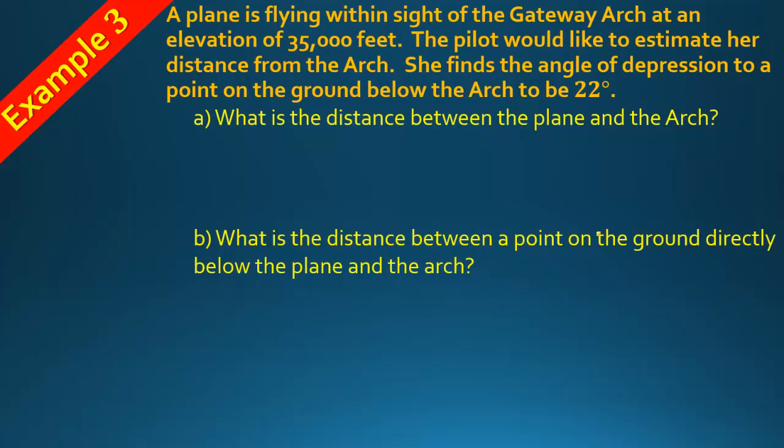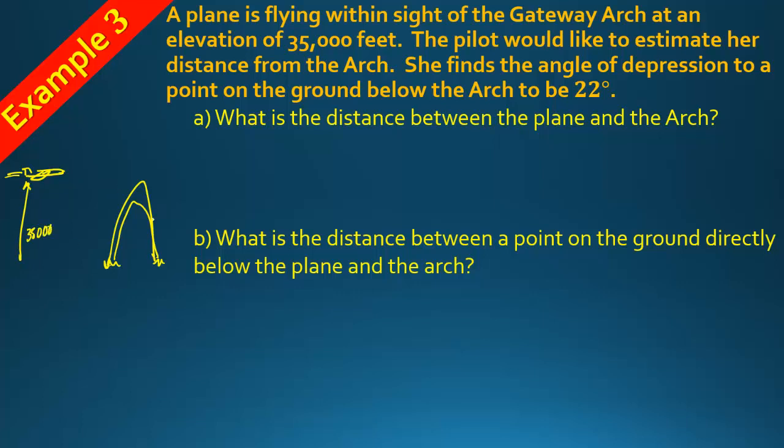Alright, so now let's look at one with an angle of depression. So we've got a plane flying, so here, got our little plane. Okay, it's flying this way. And then we've got the Gateway Arch. So I think that kind of looks like that. It's an arch, right? Okay, in St. Louis, Missouri. And we're at an elevation of 35,000 feet.